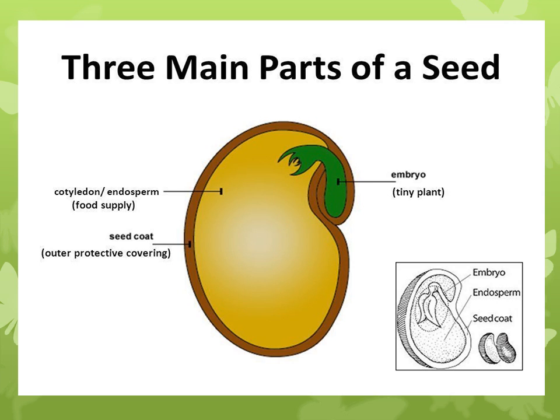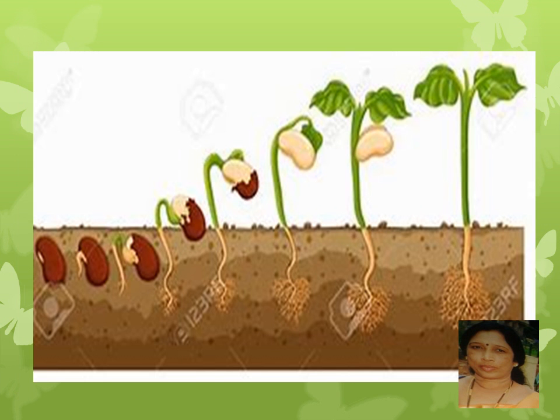Now here in the other picture, you find the embryo, endosperm and the seed coat. Endosperm is also called cotyledon. It provides food for the developing embryo.